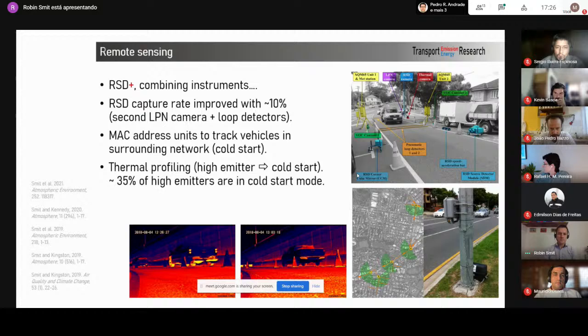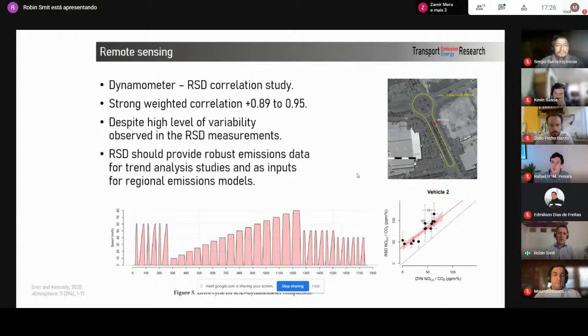Another important thing is to correlate different data sets. Like I said, you can look at different types of measurements, but you have to correlate them to be able to understand the differences and to be able to combine and compare the results. So we did a dynamometer RSD correlation study where we developed a specific drive cycle for RSD comparison, which you can see at the bottom. And we did find a strong weighted correlation between the remote sensing and the dynamometer testing for two vehicles.